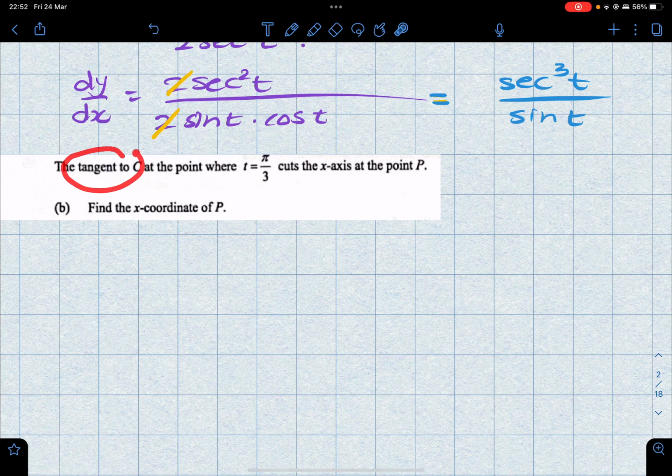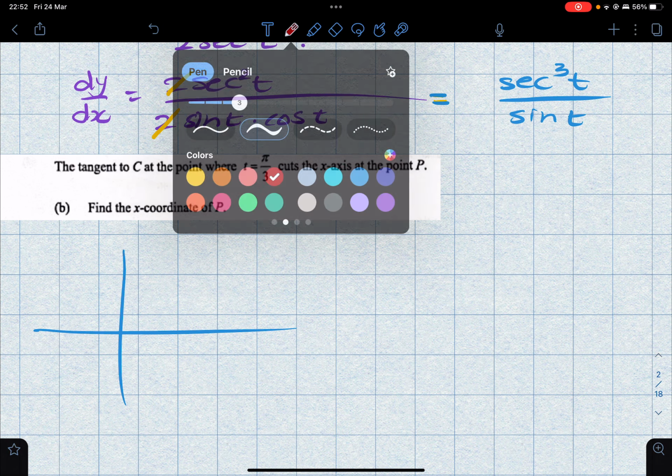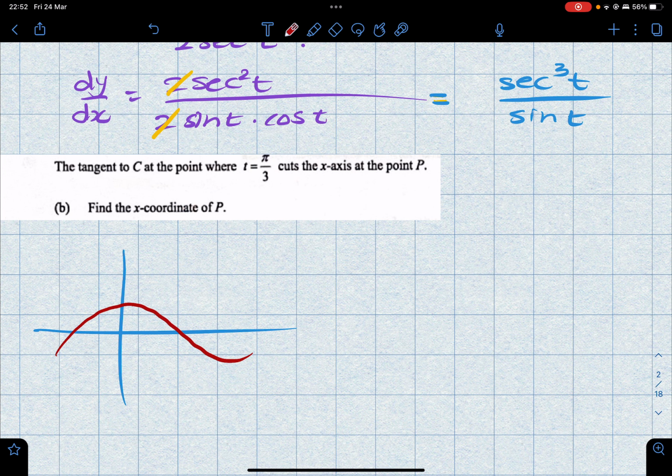So here they talk about the tangent to a curve. If you imagine your curve looks something like this, then a tangent will be this line here. Okay? And what we know about the tangent is that its equation is y equals mx plus c, and we know that m is going to be equal to dy by dx at this point.